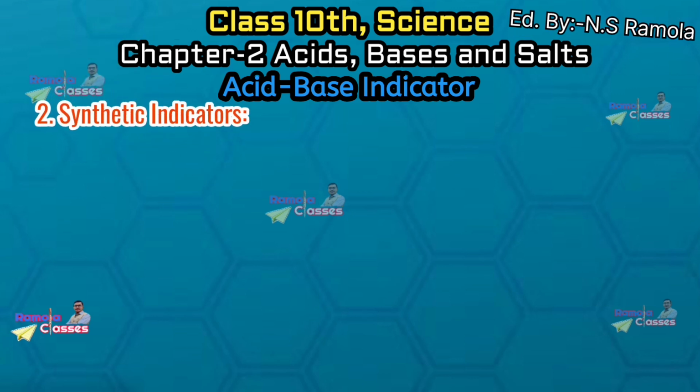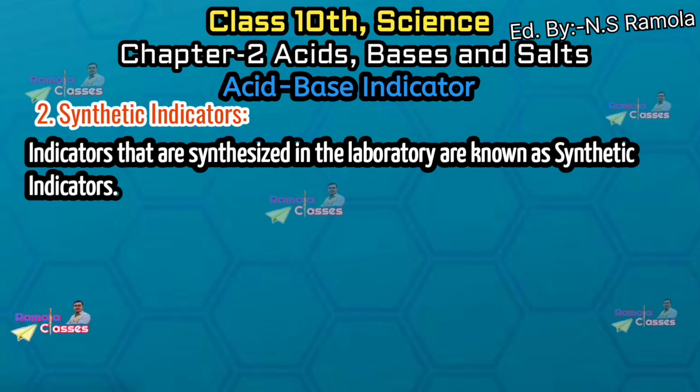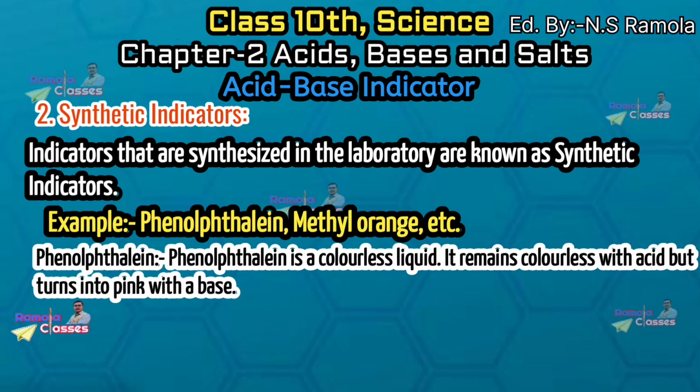Now, the second type of indicator is the synthetic indicator. What is a synthetic indicator? Indicators that are synthesized in the laboratory are known as synthetic indicators. The best examples of synthetic indicators are phenolphthalein and methyl orange.